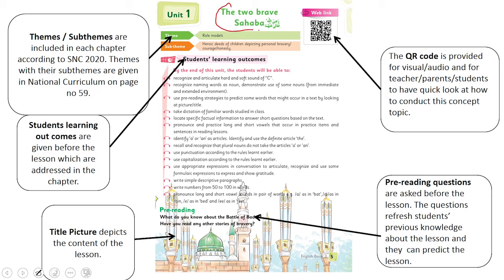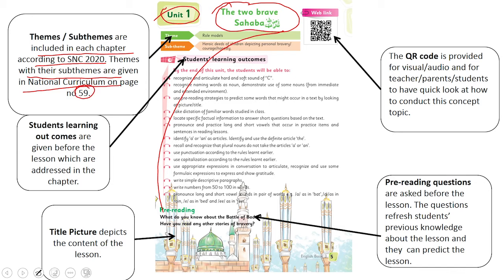Look here, the name of the unit. This is the name of the unit, and this is unit number 1. The unit name always depicts what the lesson is about. The themes and the sub-themes are included in each chapter according to the SNC 2020. Themes with their sub-themes are given in the National Curriculum on page number 59. Themes and sub-themes are related to each other.